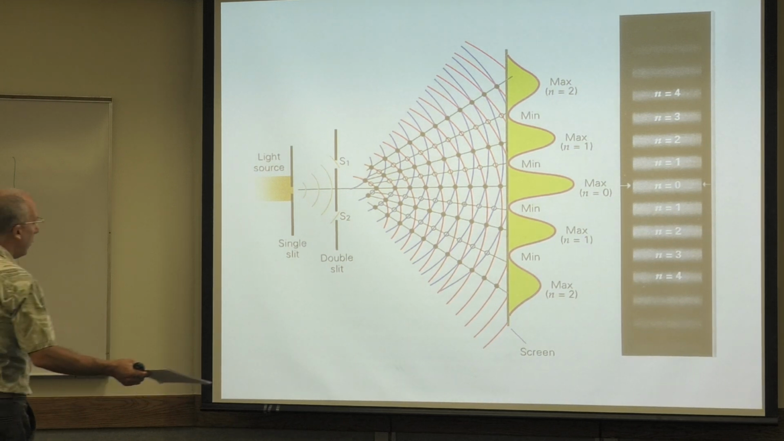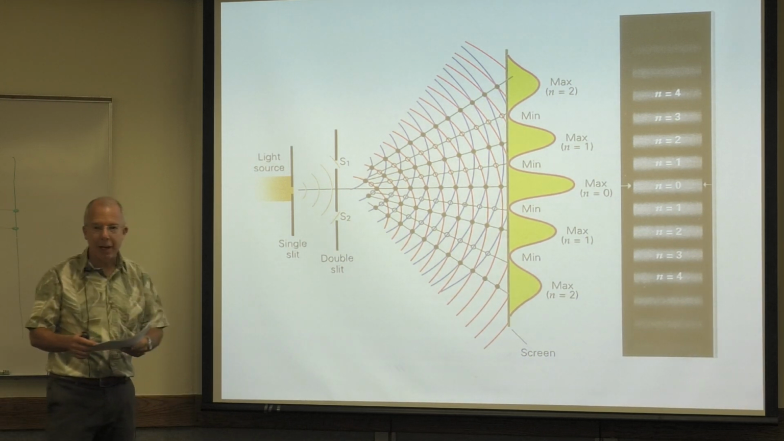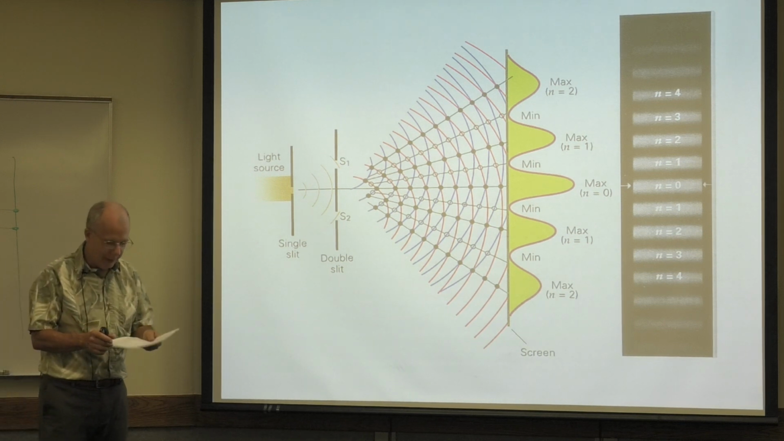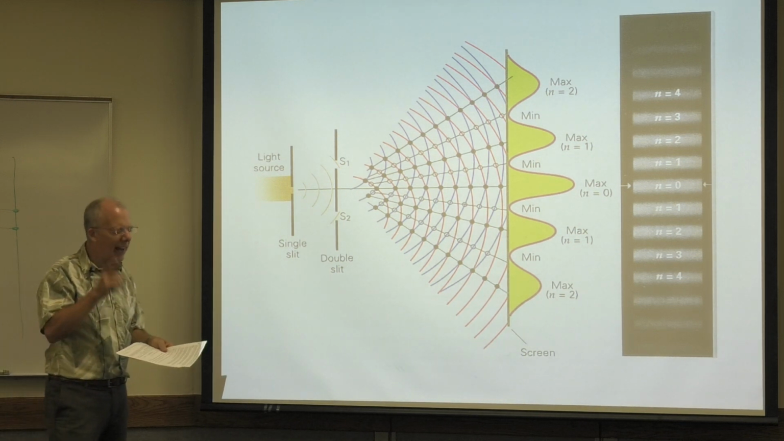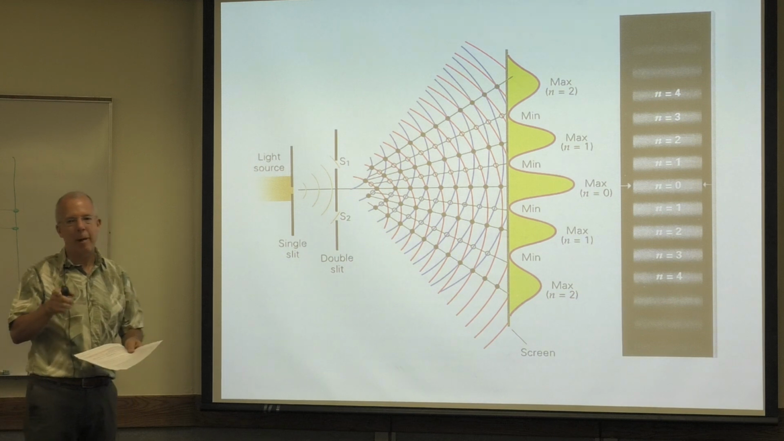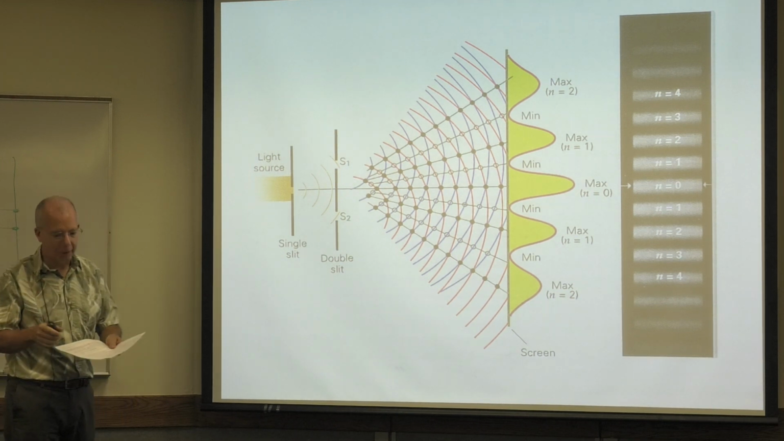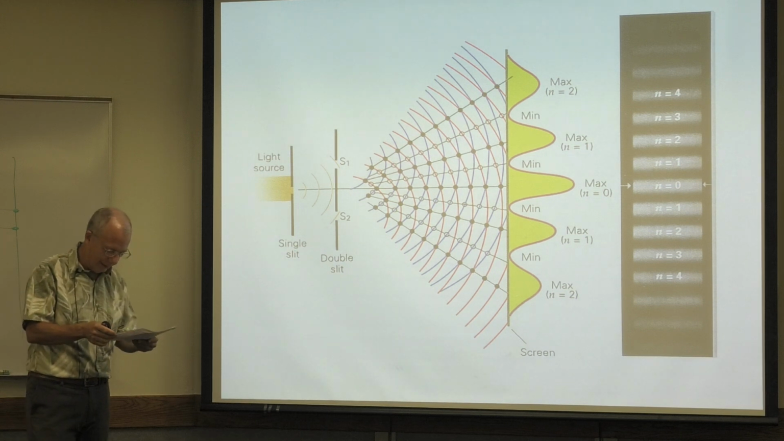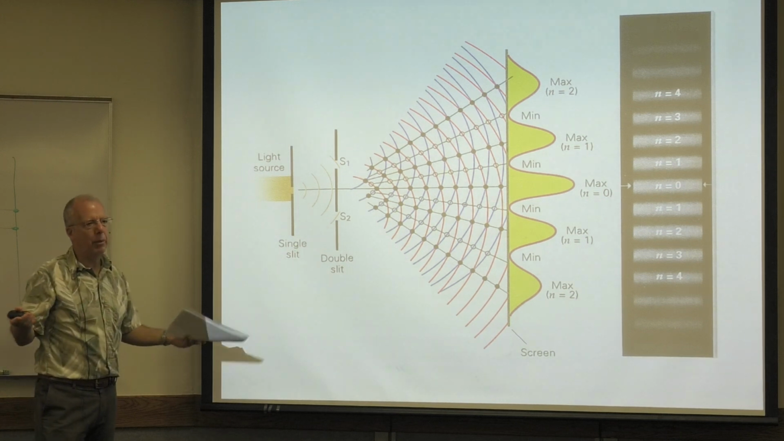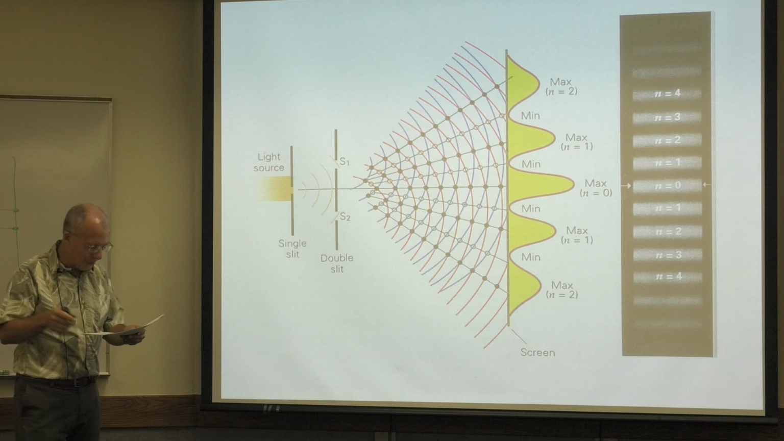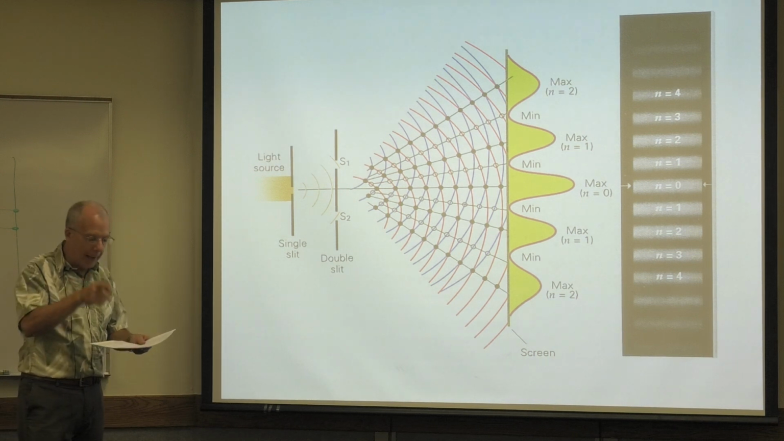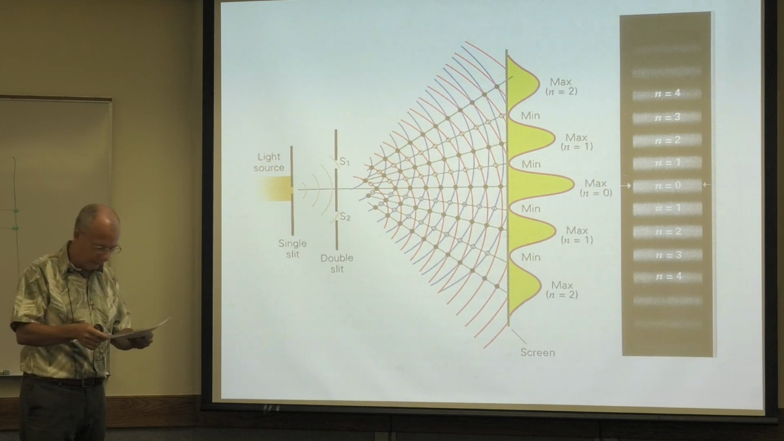So this proves that light acts like a wave. Okay? Notice I'm being careful with my words. I'm saying light acts like a wave. I'm not saying light is a wave. I'm saying light acts like a wave. You'll understand that when we get to quantum mechanics. Well, you should understand already. Well, you'll understand it later, but just remember that light acts like a wave.